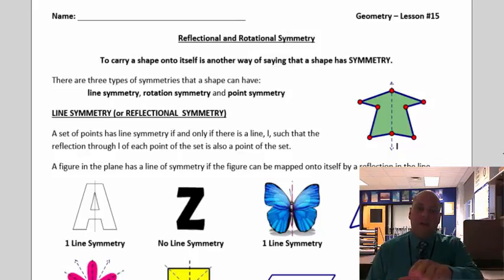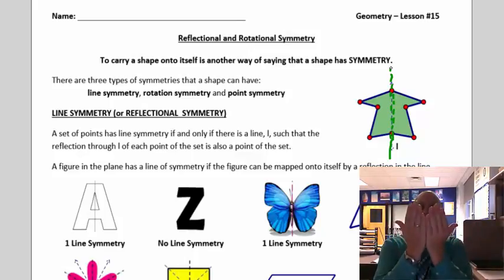So basically, in bold at the top, it says, to carry a shape onto itself is another way of saying that a shape has symmetry. So perfect example, the green shape right there you see, that has a line of symmetry. Why? Because it can be carried onto itself. See this line right here? If you were to fold along that line, you would get that shape to land right on itself, okay? So if you can get the shape to land right on itself, then it has a line of symmetry. So some examples here.